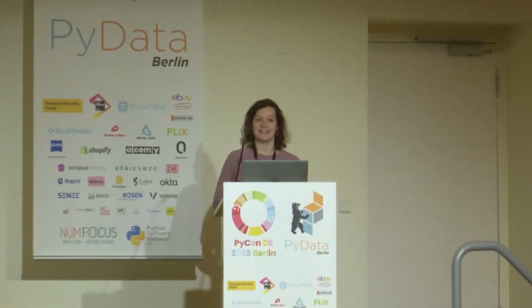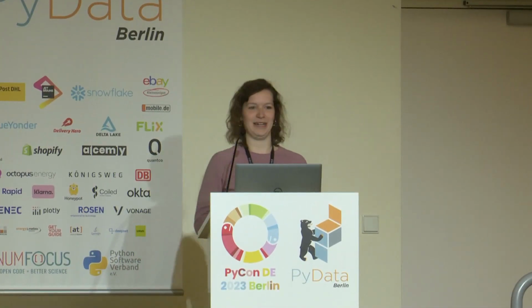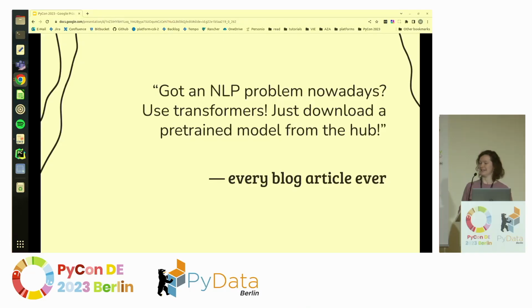So for the last years, I had the impression everyone on the internet is trying to tell me that if you've got an NLP problem nowadays, use transformers. Just download a pre-trained model from the hub. And let me start by saying that's not bad advice. Despite everything you will hear in the next 25 minutes, I would still recommend the same. But my personal transition from training recurrent neural networks from scratch to fine-tuning pre-trained transformer models has not been straightforward.